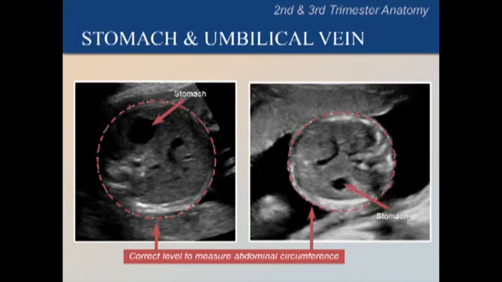First, let's point out the stomach in each image. The stomach is anechoic, black, because it contains fluid. The stomach normally varies in size.